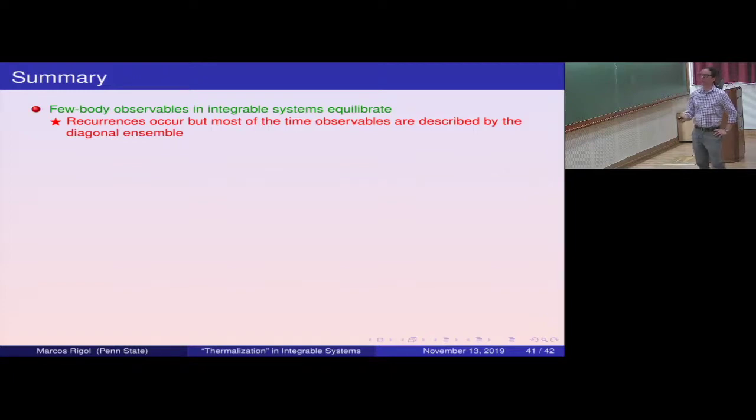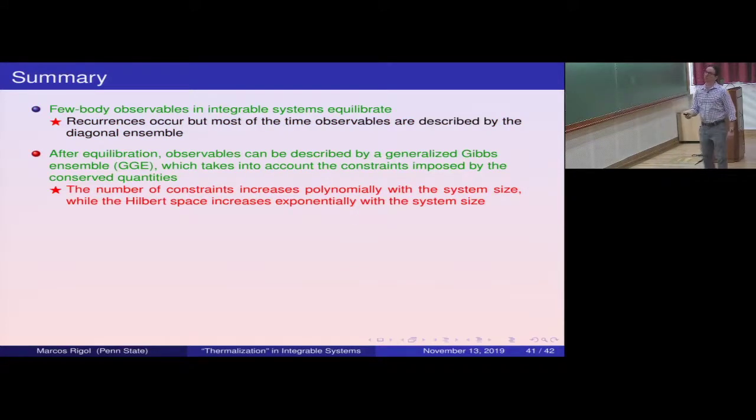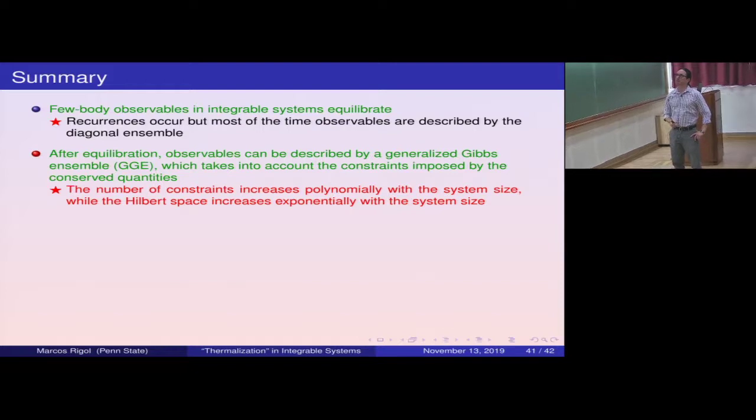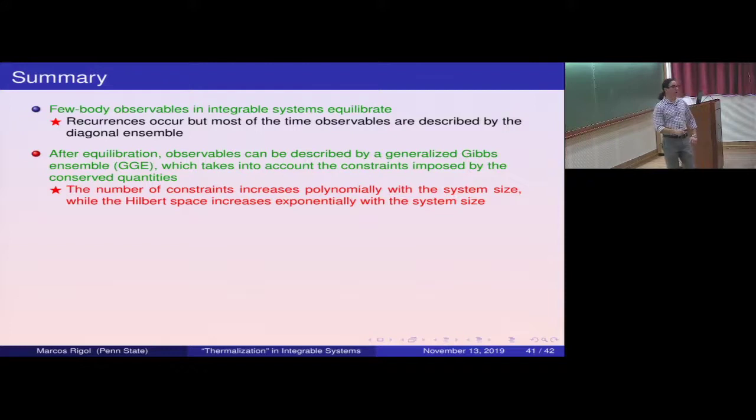So what I have shown you is that few body observables in integrable systems, evolving unitarily, pure systems, essentially equilibrate, and of course there are recurrences, but most of the time the systems are in this equilibrated state. The other thing I showed you is that after equilibration, observables can be described by these generalized Gibbs ensembles, which take into account all the conserved quantities. And the thing to keep in mind, going back to questions that I was asked, is that the number of constraints usually increases polynomially, while the Hilbert space increases exponentially. So in that sense, there is some meaningful statistical mechanics being done, as opposed to the diagonal ensemble, where there is none.